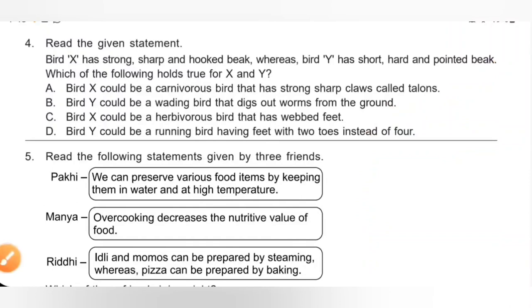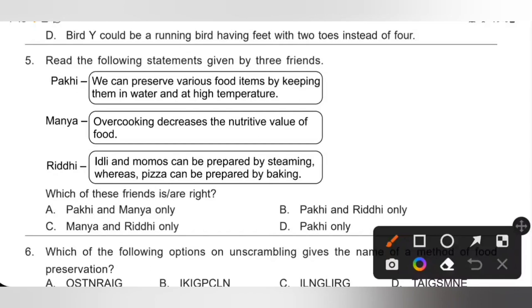Fifth one. Read the following statement given by three friends. Pucky: we can preserve various food items by keeping them in water and at high temperature. It is incorrect because for preserving the food, it should be moisture free and at low temperature, especially in a refrigerator. Manya: overcooking decreases the nutritive value of food. It is the correct statement.